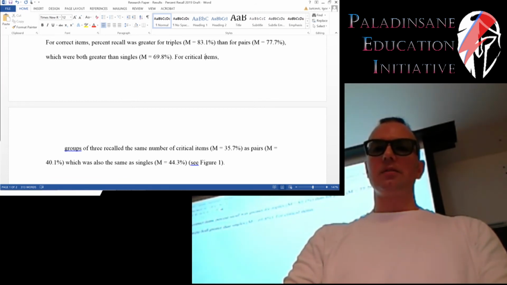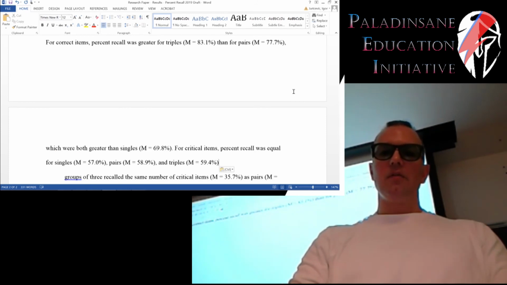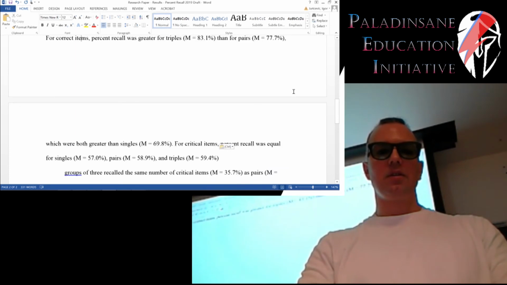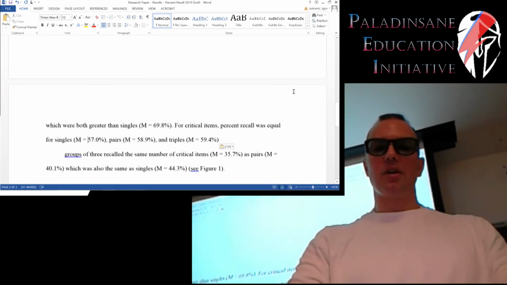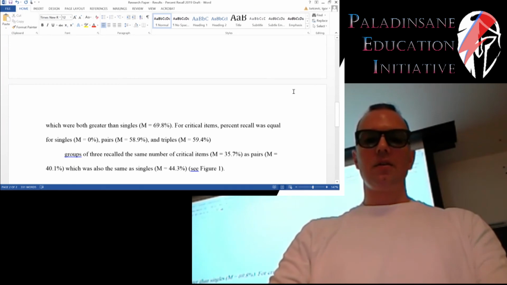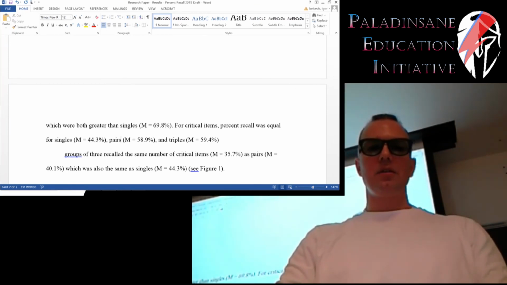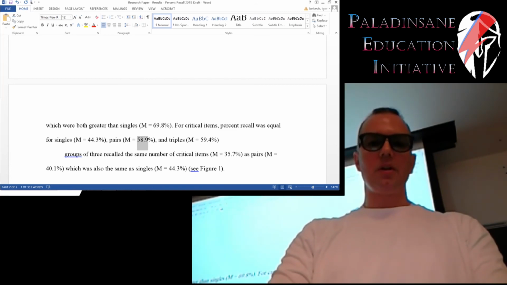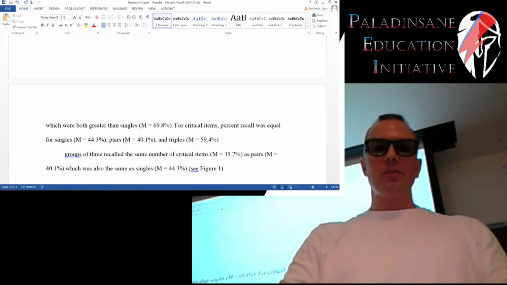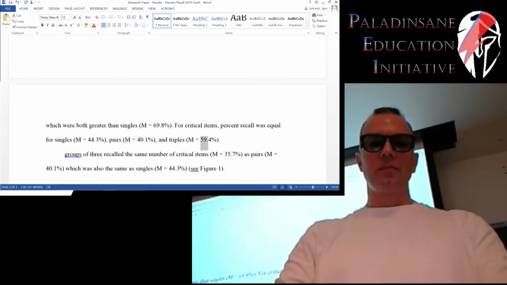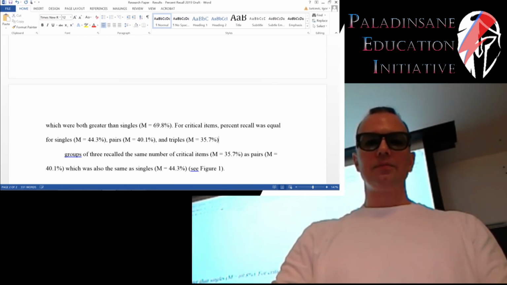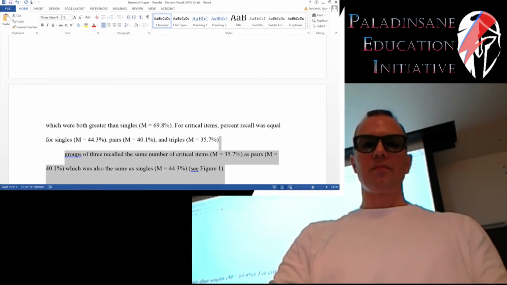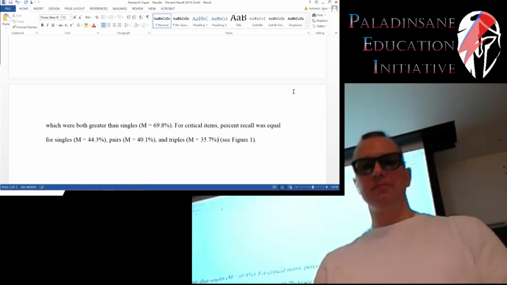and we'll Goldilocks and the 3 bears this results section. For critical items, percent recall was equal for singles. I'm going to have to change that number because that's the wrong number. It was 44.3. Pairs, where did pairs go? 40.1. And triples, 35.7. Go see figure 1. All right.